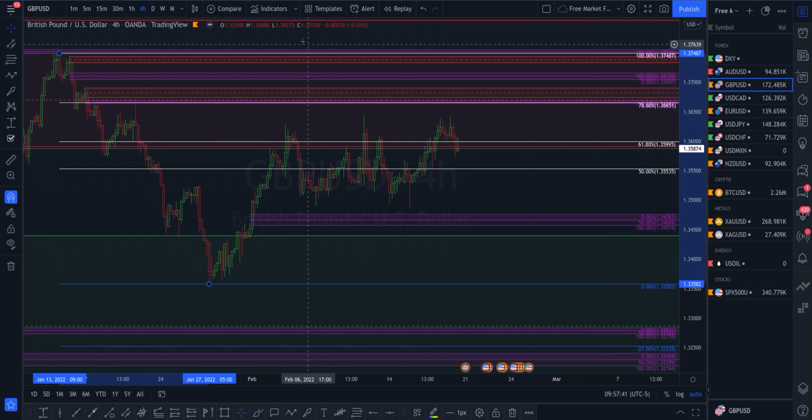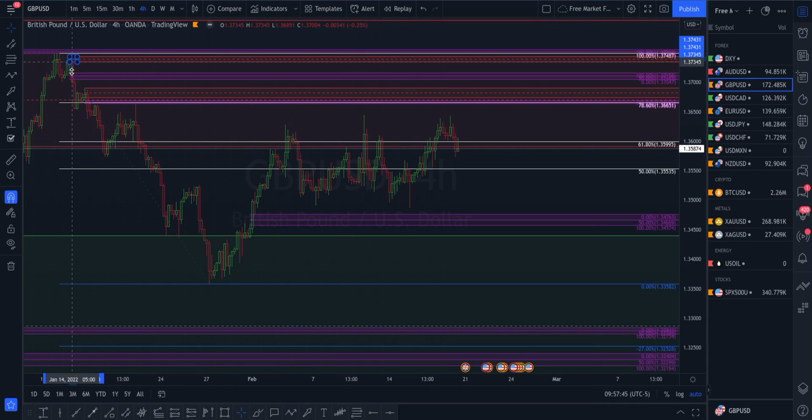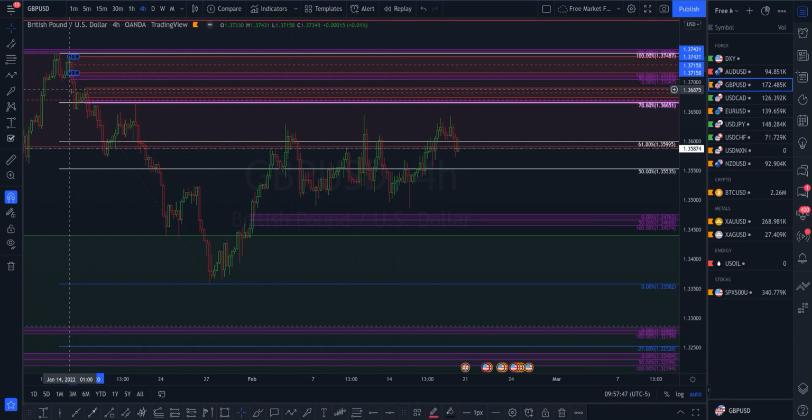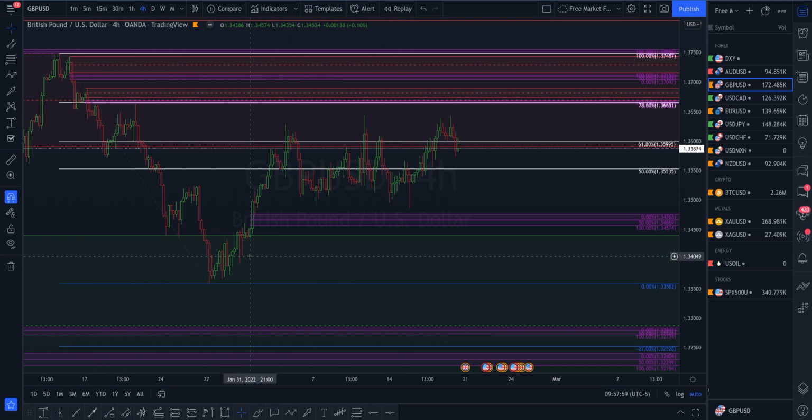And then we have this 4-hour supply here. I know sometimes with dojis, you want to just use the whole thing as a zone. And if we do that, we can possibly see this being filled. So again, I like that 78% entry.